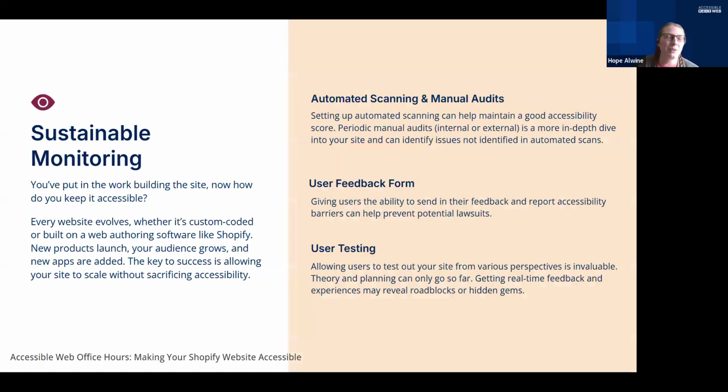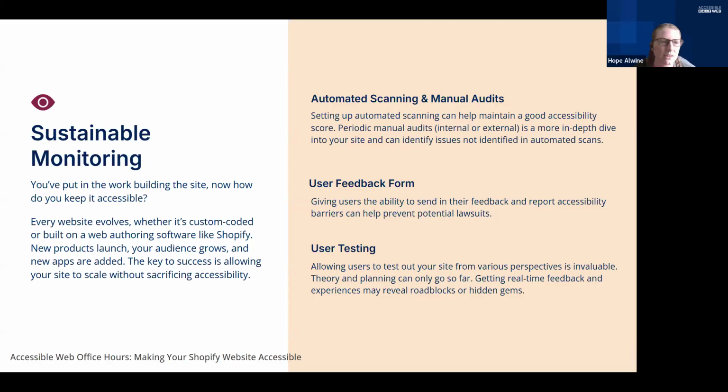All right, and moving on to our last topic, which is sustainable monitoring. So you've put in the work of building the website. How do you keep it accessible now? Every website evolves, whether it's custom coded or built on web authoring software like Shopify. New products launch, your audience grows, and new apps are added. The key to success is allowing your site to scale without sacrificing accessibility.